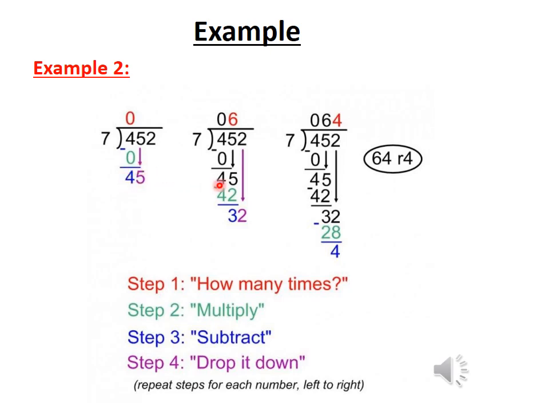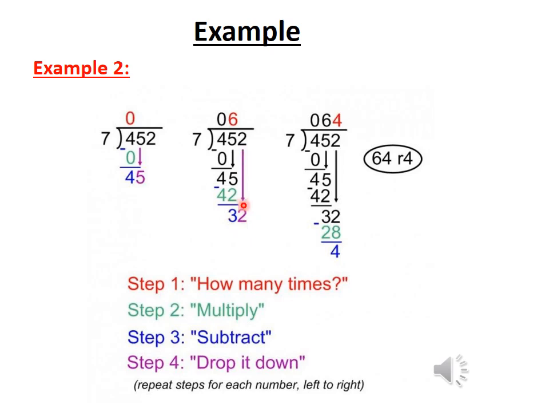Now you ask, 7 times how many equals 45? 7 times 6, so 6 above the 5. 7 times 6 equals 42. You multiply 7 times 6. You put 42 under the 45. Now you subtract in the blue color. 45 minus 42 equals 3. Now you drop down the 2, so 32.